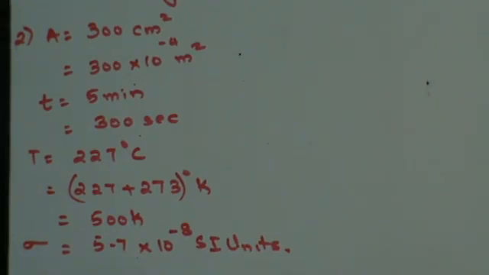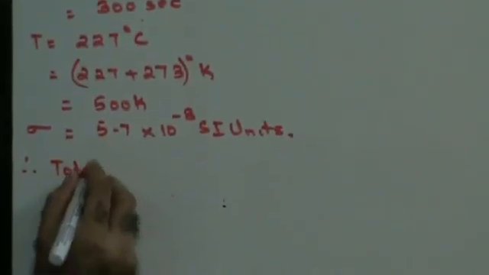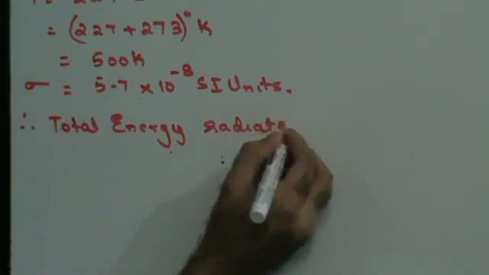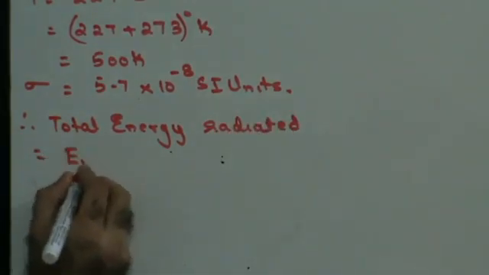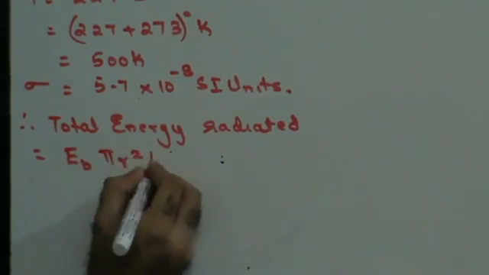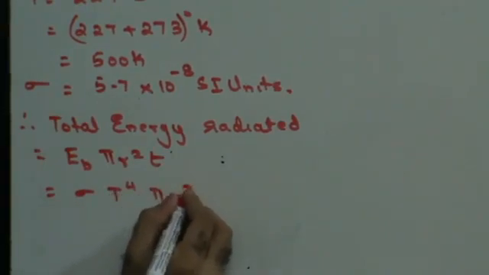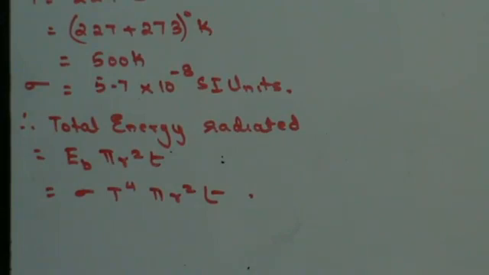Guys, I've already shown you the explanation of the formula in the previous sum. Here I'll directly write the formula. I can therefore say that straight away, total energy radiated is nothing but Eb into pi r square t, which is nothing but sigma T⁴ pi r square t. Why it is this way, I have already explained to you in the previous sum. I am not explaining to you again. All you have to do is just substitute the values and get the answer. The answer for this should be 32063 joules.